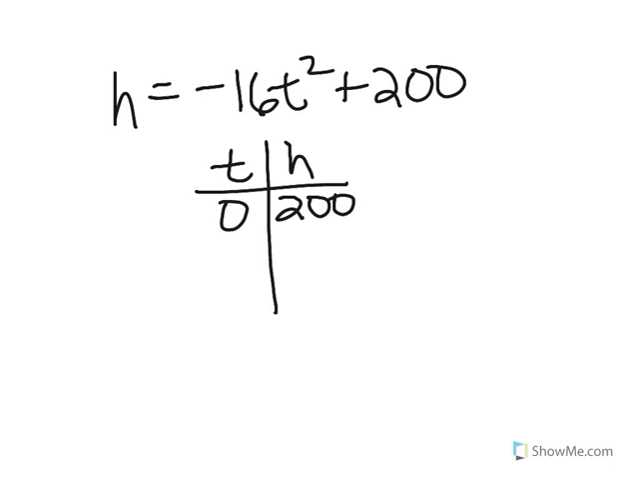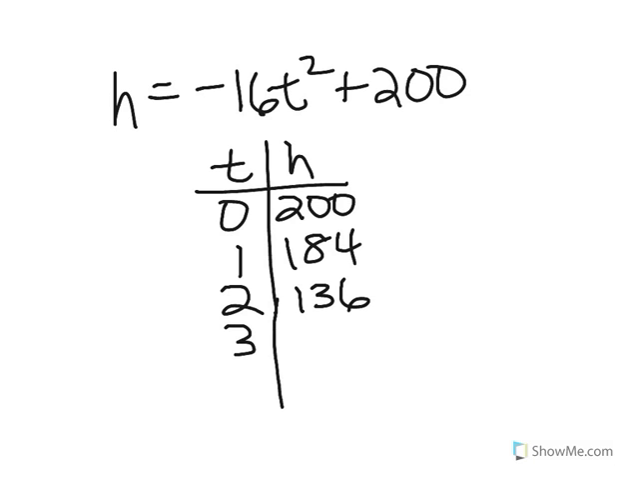Also, having that -16 there implies that after 1 second, we will have fallen 16 feet, because 1 squared is 1, negative 16 times 1 is negative 16, and negative 16 plus 200 is 184. So we have some pretty basic information just from the equation. What happens 2 seconds into this fall? Well, 2 squared is 4, negative 16 times 4 is negative 64, and negative 64 plus 200 is 136.